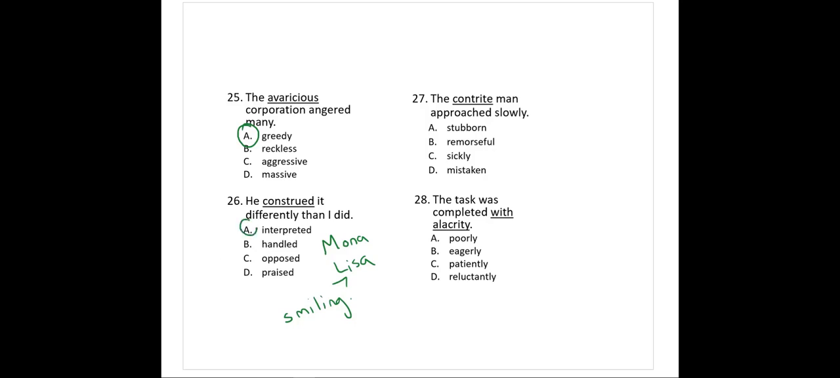Best answer is A. The contrite man approached slowly. Now, you'll notice this approached slowly is not important in the sentence. I only included this to confuse you. It has no effect on the actual word here. Contrite means remorseful. Someone did something bad. They feel bad about it. They feel sad about it, and they feel contrite.